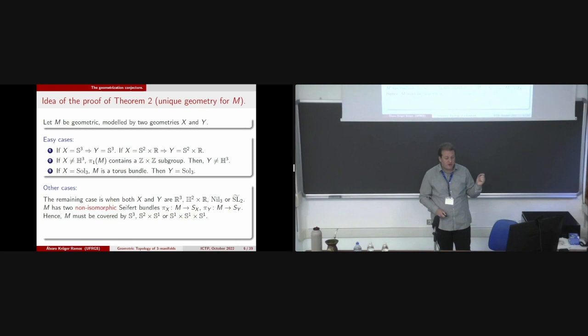So we know that both geometries are R3. Geometries, why do I keep saying isometries?